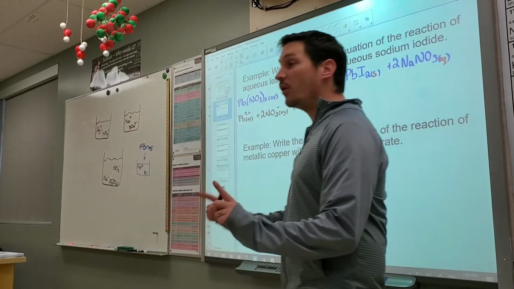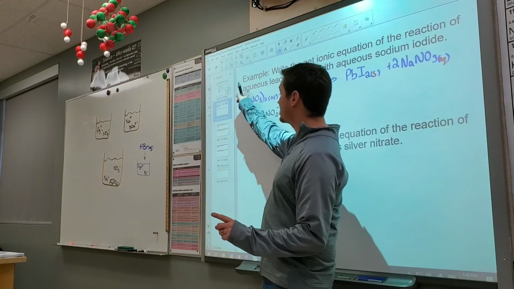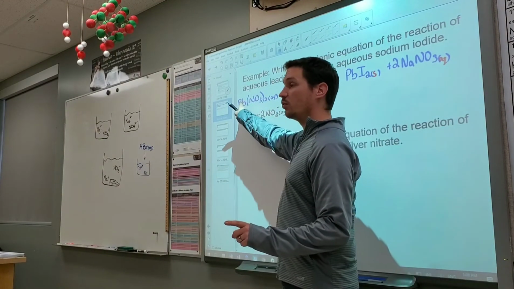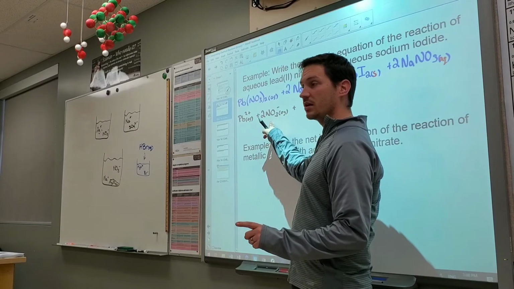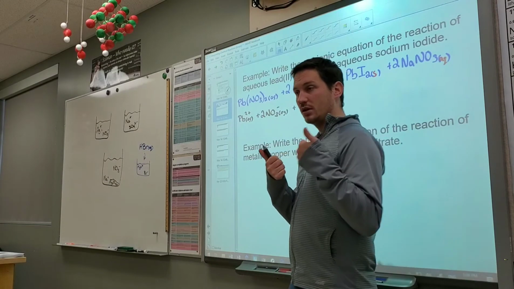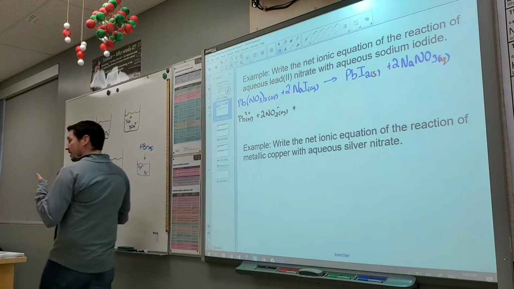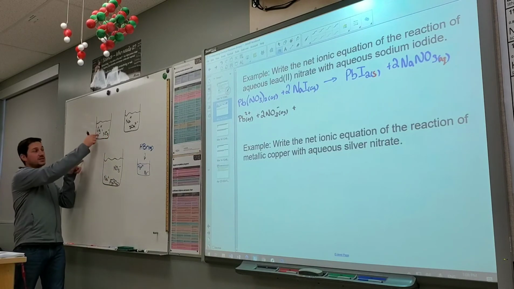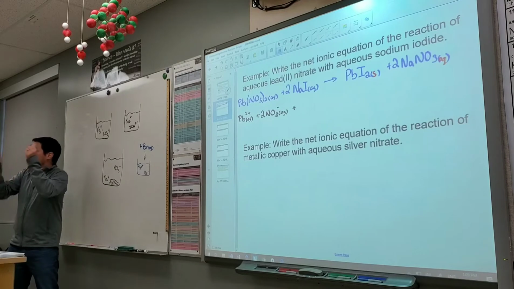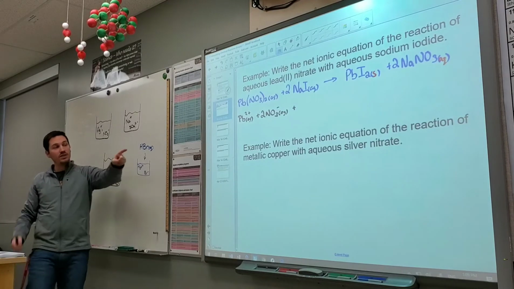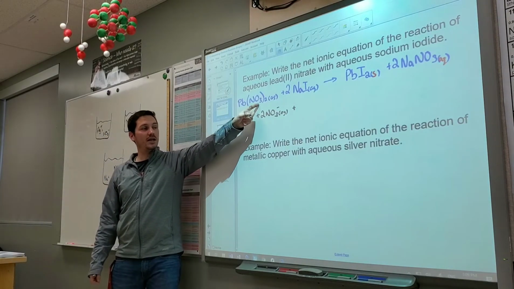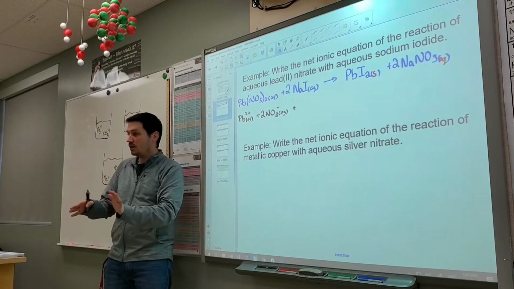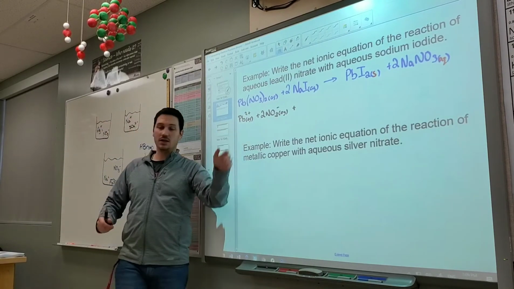Any questions about that so far? That this substance, when it splits up, makes 1 lead and 2 nitrates. Good? Yes. So all we're doing is the same thing here, right? We're saying that in my beaker of silver nitrate, we don't really have silver nitrate, we have silver and nitrate. Same thing here. In our beaker of lead nitrate, we don't actually have lead nitrate. We have lead ions and nitrate ions.